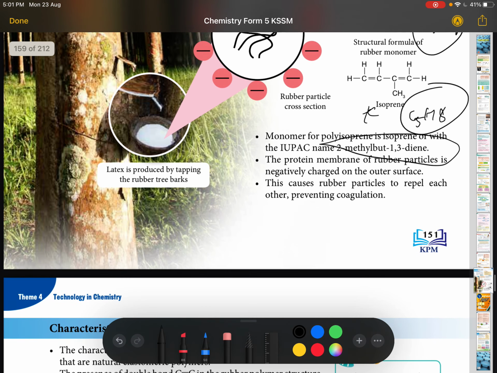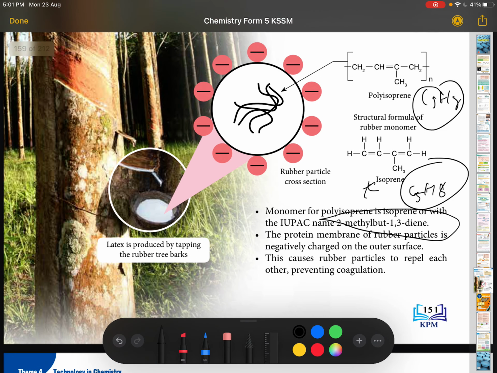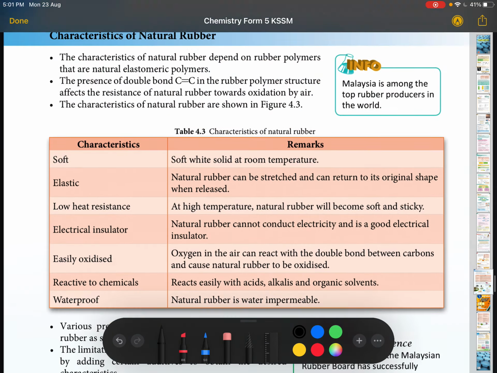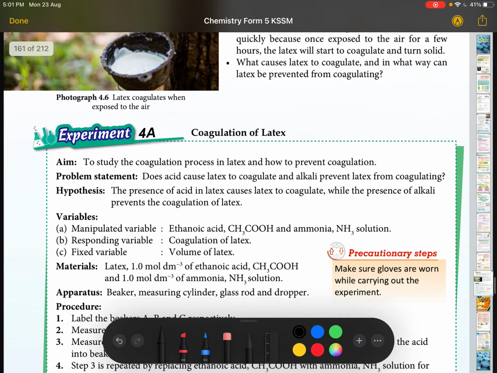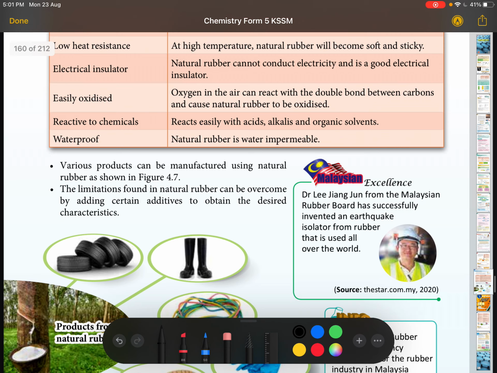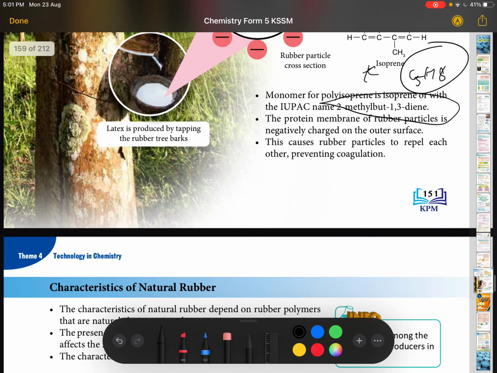But the main characteristic of rubber is that they have a protein membrane. This is the isoprene, the rubber, but it is surrounded by some negative stuff. That's how it naturally is. It is surrounded by a negatively charged protein membrane. Because it's negative, you know how negatives like to repel, right? There are a lot of rubbers inside there. That's why it is very liquidy, very liquefied. But it can coagulate. I'll talk about coagulation later.